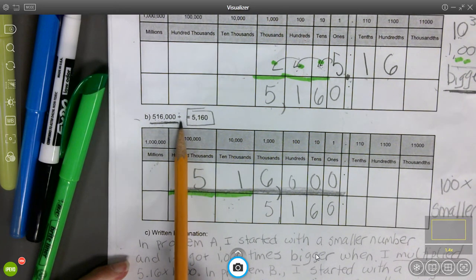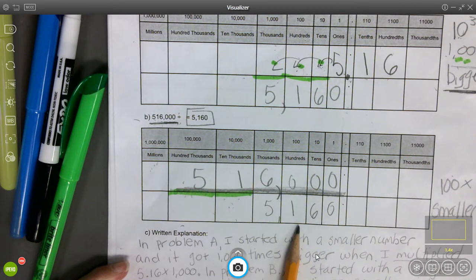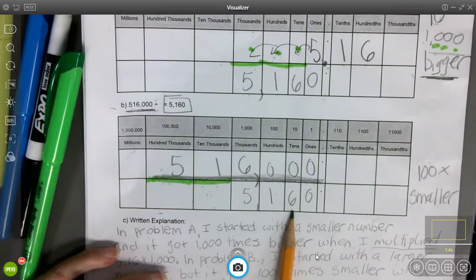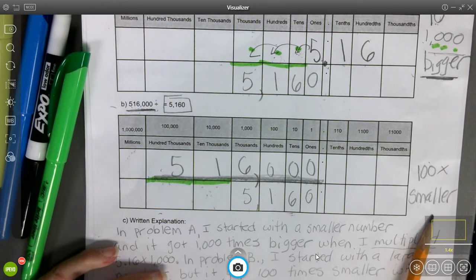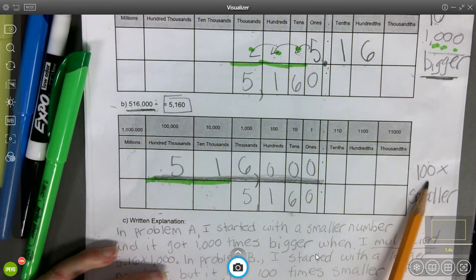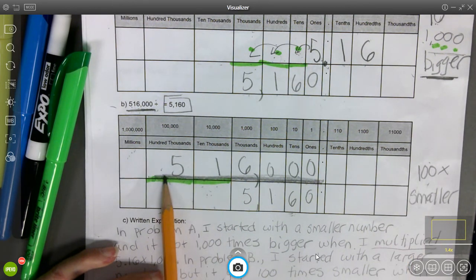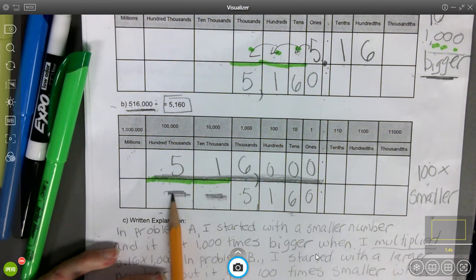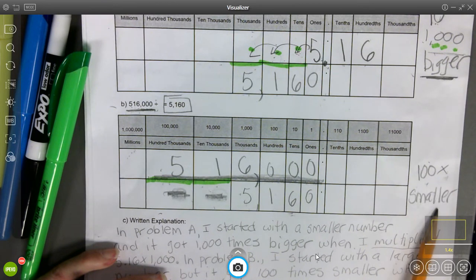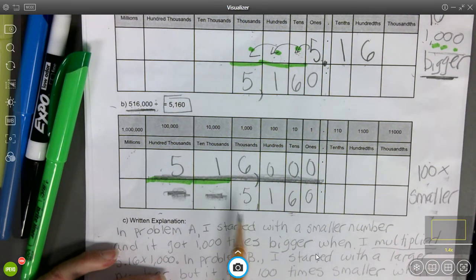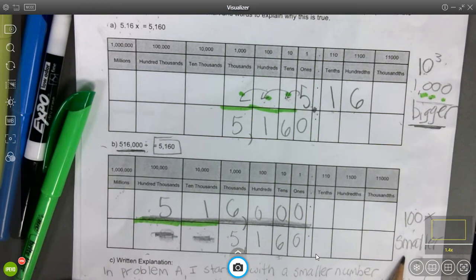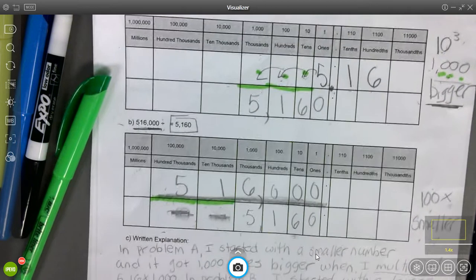And then we divided and we got 5,160. So in fact, with division, we are getting smaller. And if we're being asked how much smaller, well, it was 100 times smaller, because this number shifted over to the right by 2 place value spaces. This is a 10, this is smaller than 10, so we're getting 100 times smaller.